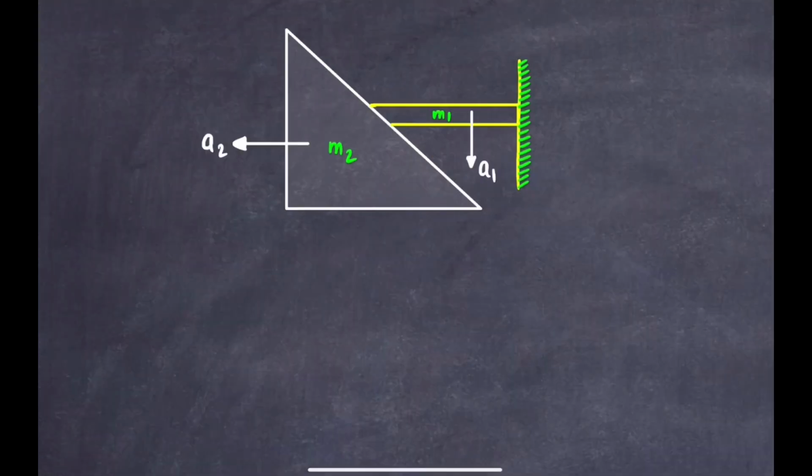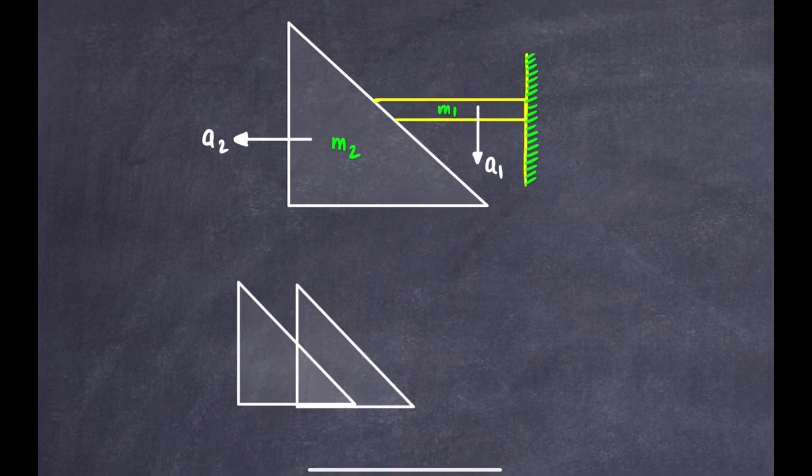Okay, so proceeding on to the next question. Over here we have a rod of mass m1 which is moving downward with an acceleration of a1, and we have a block of mass m2 which is moving towards the left with an acceleration of a2. So again we need to find out the relationship between the accelerations a1 and a2 with the help of the same method. So over here we have to analyze the motion of m2.